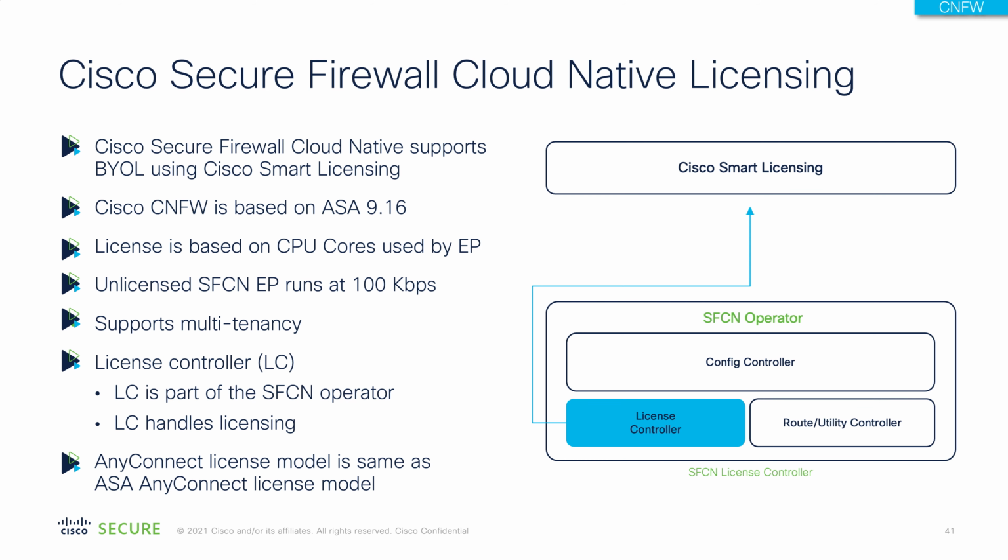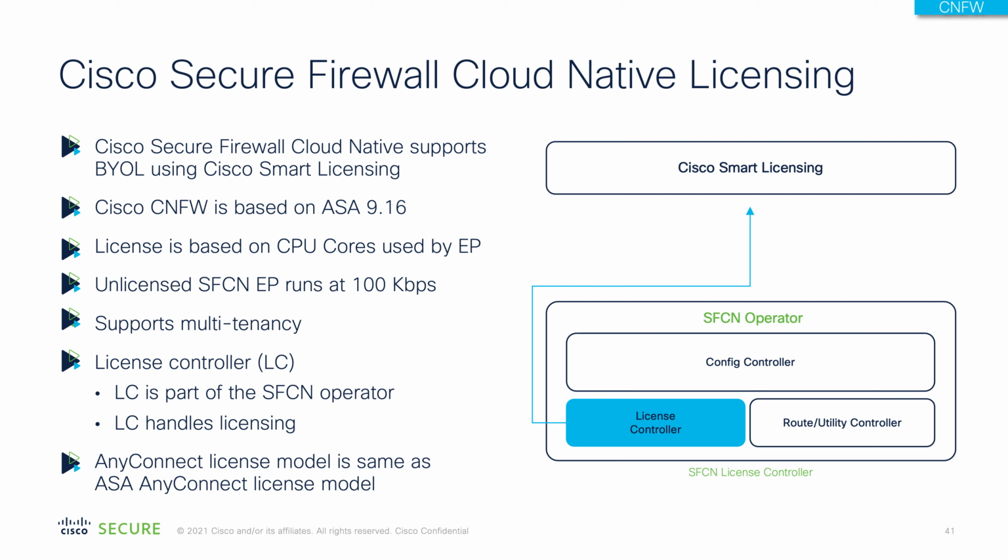Now, in terms of licensing, we start with a 4-core EP, and these licenses are based on cores used by your SFCN cluster. There is a component within the architecture which is known as license controller. You don't have to worry about complex license calculation. It is done automatically by license controller. License controller talks to Cisco Smart Licensing and provides you licenses for your enforcement points.